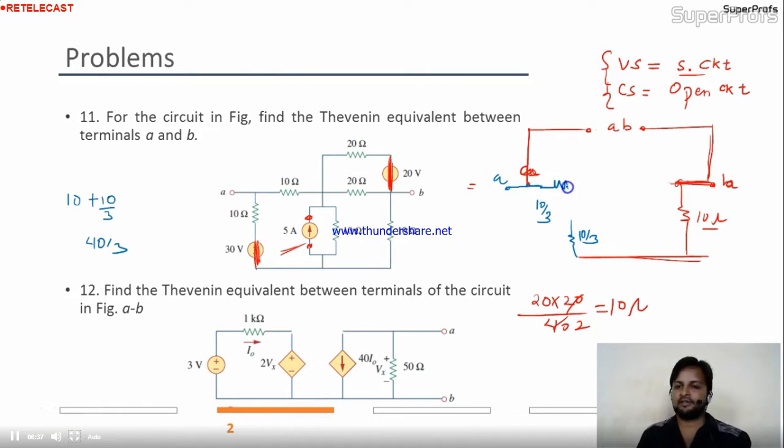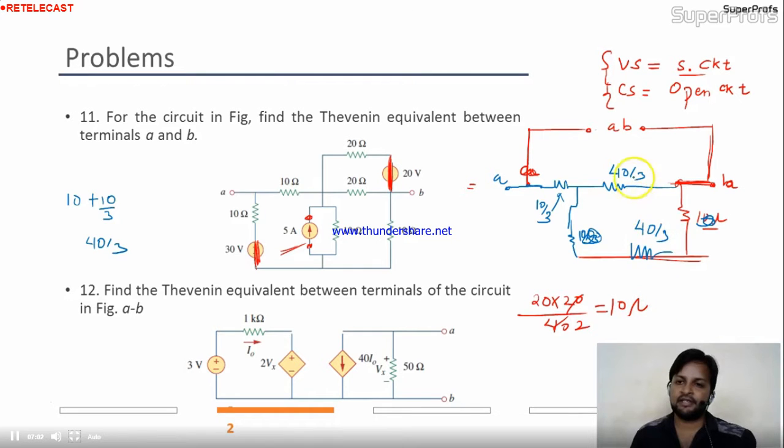Okay, I'm doing this for you. This is 40 by 3. And this is like this, 10 by 3. This is 10 by 3 already given. So now see, this 10 ohm and this 10, they are connected in series. So again, the resultant combination of this is 40 by 3. So this branch is nothing but 40 by 3.